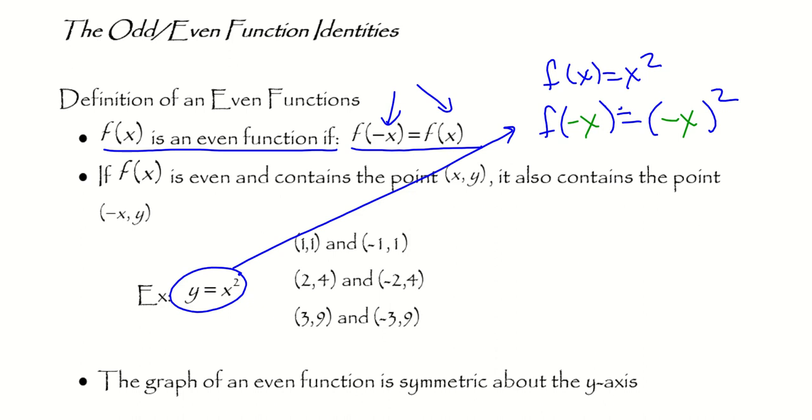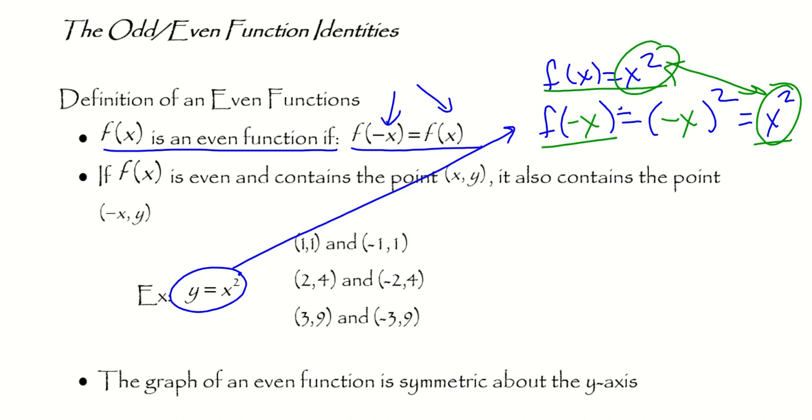And we know that if we square a negative, it's like multiplying negative 1 times negative 1, it becomes a positive, and we end up with x squared. Right? So f of negative x ends up being x squared, which is exactly what f of x is. So because these two are the same, we have shown that y equals x squared is an even function.